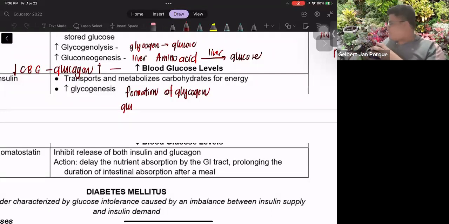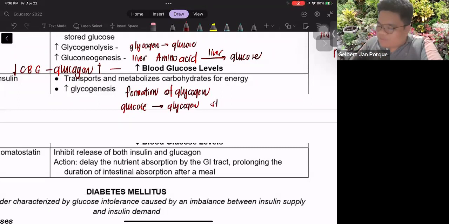Okay, very good. For the purpose of storage. So in this case, guys, ginapanubo. Di ba? We know that insulin would decrease blood glucose levels. So class, glucose is converted to glycogen for the purpose of storage.